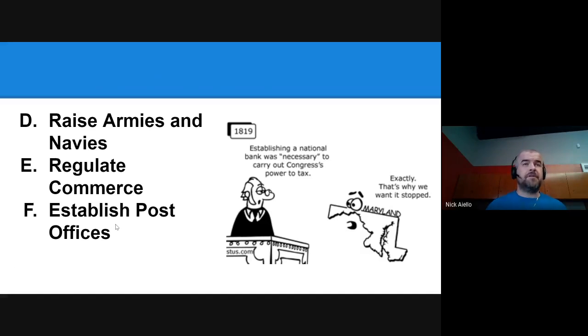The establishment of post office, because the post office is a national agency, because it's controlled by Congress, they can set the standards as far as things that you can and cannot ship through the post office. Things that are considered flammable, toxic, or hazardous cannot be shipped through the U.S. Post Office.